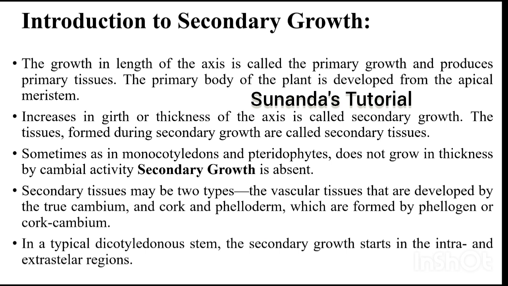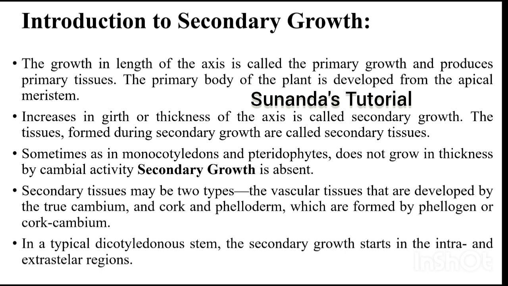But increase in girth or thickness of the axis is called secondary growth. The tissue formed during secondary growth is called secondary tissue. Monocots and pteridophytes do not grow in thickness. In monocots particularly, secondary growth is totally absent. Secondary tissues may be of two types: vascular tissues that are developed by cambium or true cambium, and cork and phelloderm which are formed by phellogen or cork cambium.